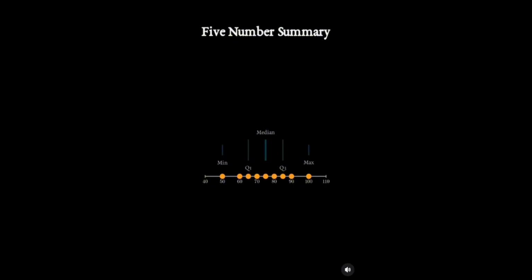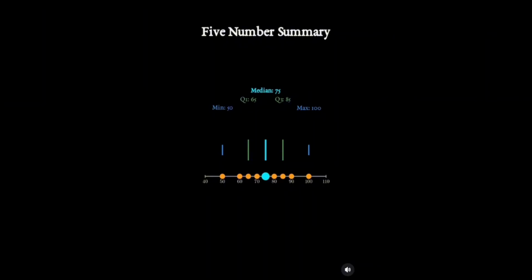Let's look at exam scores. We start with our minimum and maximum. That's the full span of the class. Then we find the median, splitting the scores exactly in half. Next, we find the middle of those two halves, Q1 and Q3. These 5 numbers give us the skeleton of our data distribution.